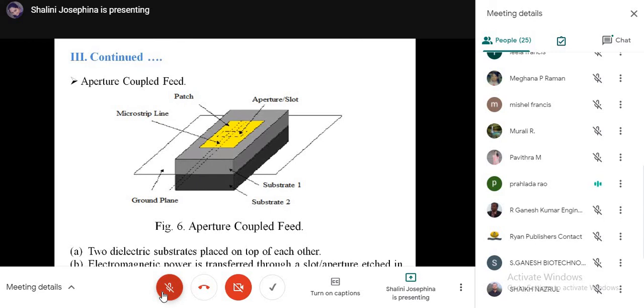So this method falls under the category of non-contacting methods, where there is no physical contact between the feed and the radiating patch. The amount of electromagnetic power that is transferred to the radiating patch depends upon the dimensions of the slot or the aperture that is etched in the ground plane. The other advantage of this method is that extraneous or spurious radiation can be minimized. Next slide, madam.